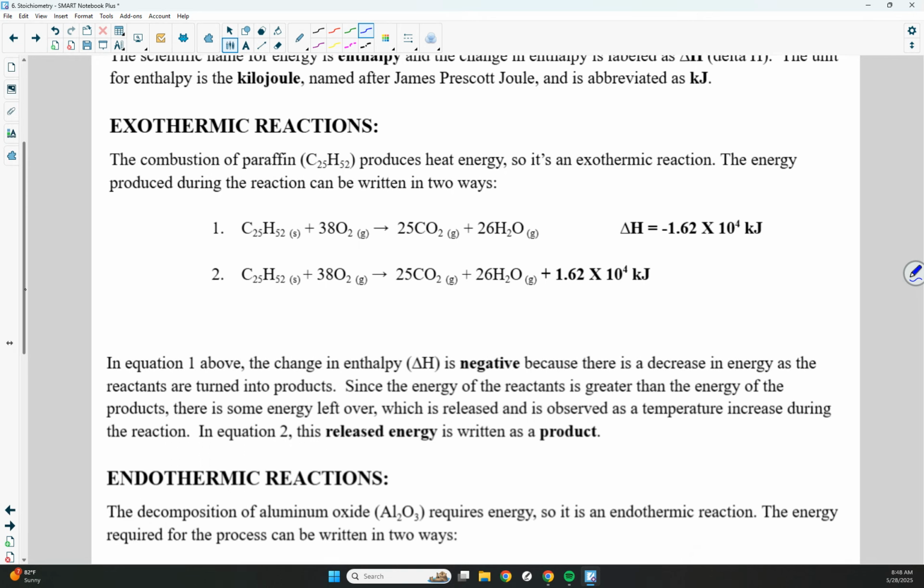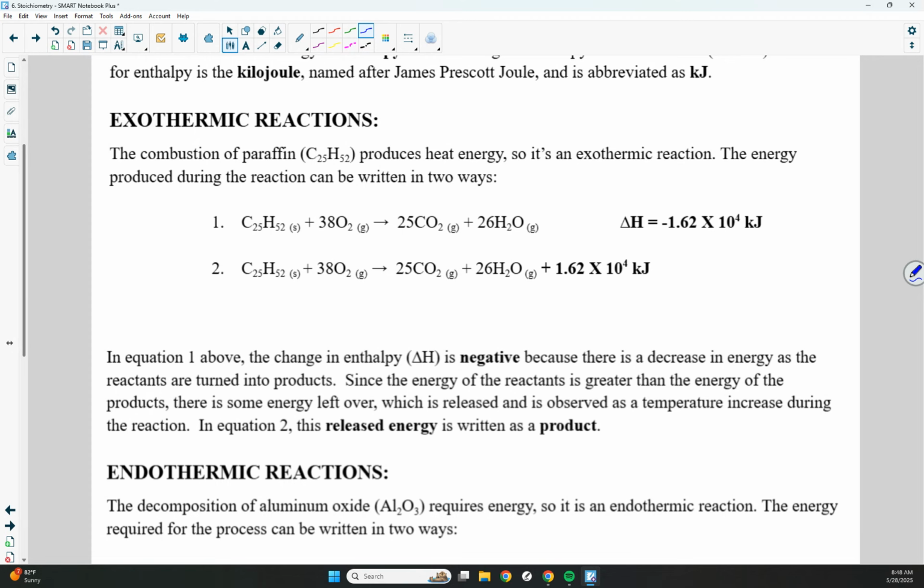So how do you recognize these? Let's start with exothermic reactions. Anytime you have an exothermic reaction, a lot of times you're going to see off to the right of the chemical equation, and by the way, this particular equation is the combustion of paraffin, which is wax. So this is a combustion reaction, and off to the right, this is how you're typically going to see it.